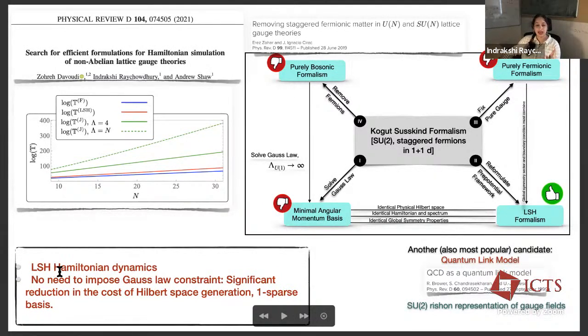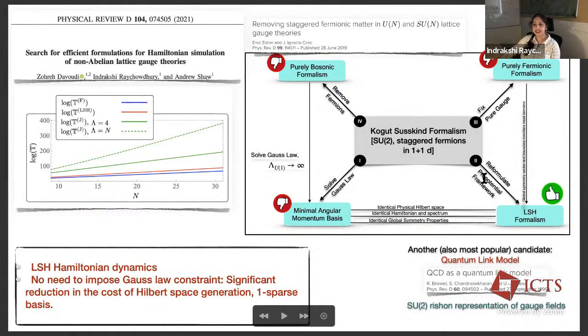So what is this Loop-String-Hadron framework? This is a reformulation of the original Kogut-Susskind Hamiltonian where the Hamiltonian dynamics can be described. Why is it advantageous to work with that? Because in this framework, there is no need to impose the Gauss law constraint. That leads to a significant reduction in the computation cost. So in this talk, I will give you a brief overview of what this Loop-String-Hadron Hamiltonian is and our recent results of obtaining a Loop-String-Hadron formulation for SU(3) gauge theories.